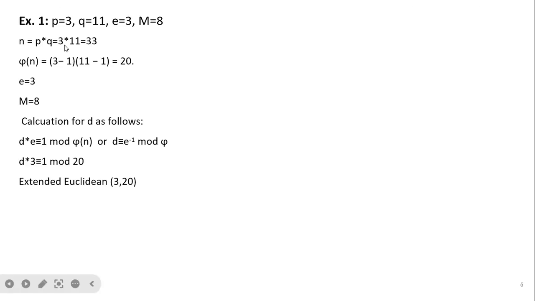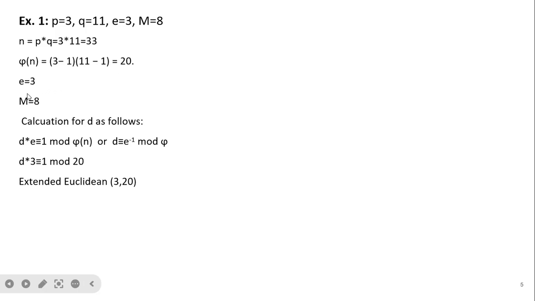N is equal to P into Q, that is nothing but 3 into 11, which is equal to 33. Phi of n: 3 is prime and 11 is prime, so phi of n for prime numbers is nothing but (p minus 1)(q minus 1). So 3 minus 1 into 11 minus 1, which is equal to 20.